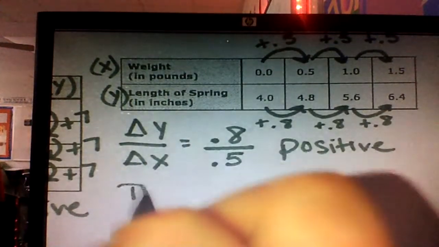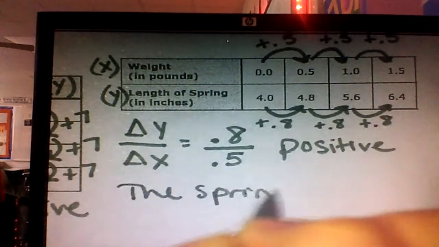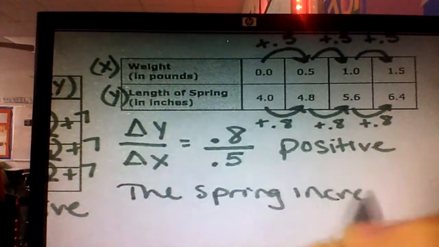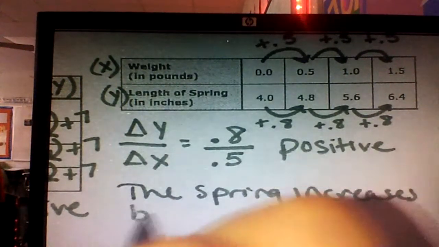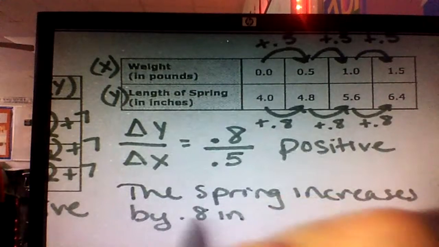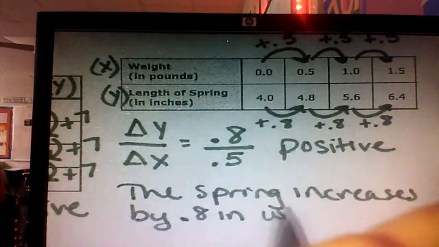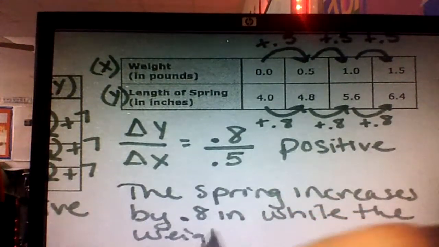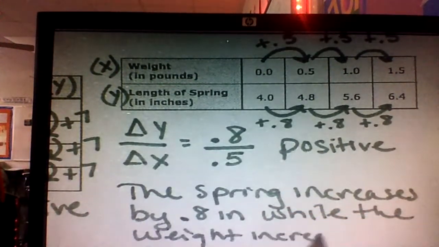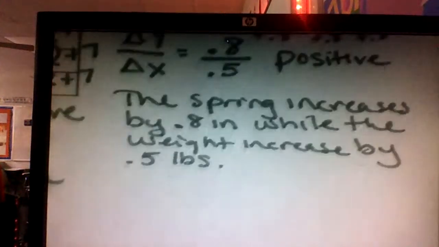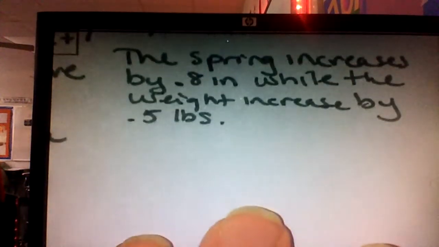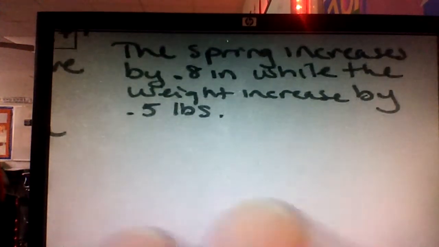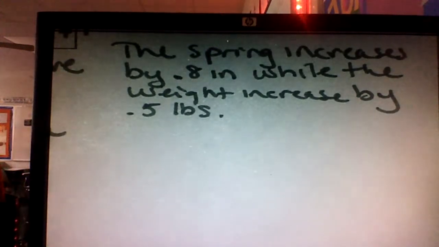So the spring increases by 0.8 inches, while the weight increases by 0.5 pounds. Okay. The spring increases by 0.8 inches, while the weight increases by 0.5 pounds.